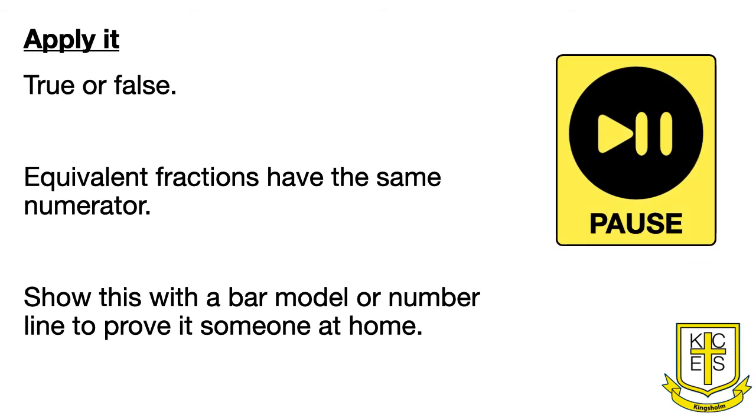Right, boys and girls, on our apply it today, it's a true or false question. My statement that I'm going to get you to check is: equivalent fractions have the same numerator. The numerator, remember, is the top of the fraction. Do they always have the same numerator, or do they never have the same numerator? Have a look at the ones you've worked out, see what you can spot, and then see if you can show this on a bar model or a number line, so you can explain it to somebody at home.